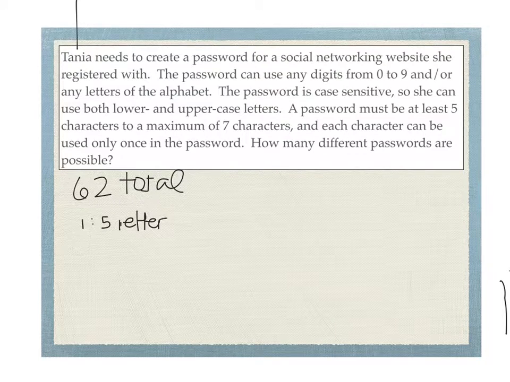So 5 characters, but imagine she has a situation where she's only picking 5 characters. She's picking the lowest number. So the equation we would use then, if we were doing nPr, n is always the total, so what would n be? 62. And she's picking 5 of them.